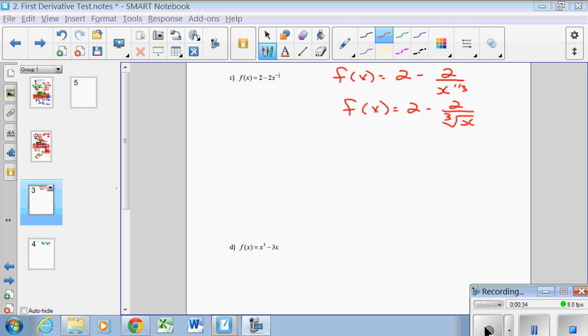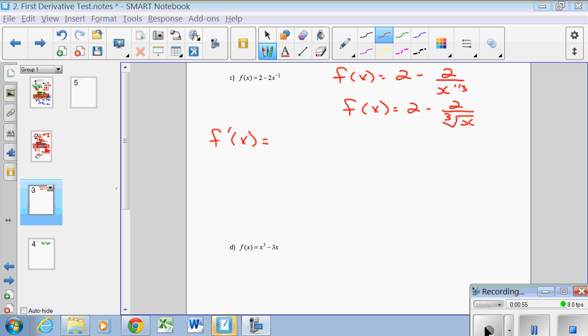And probably in a textbook question or a quiz question, we would have started with it as a radical like this and expected you to get back to 2 minus 2x to the negative 1/3. So in a sense, we gave you a start on this question. Talking to a few of you, we're okay with the derivatives.